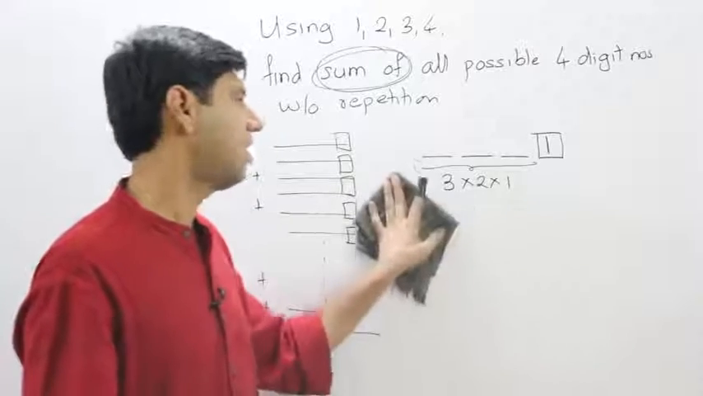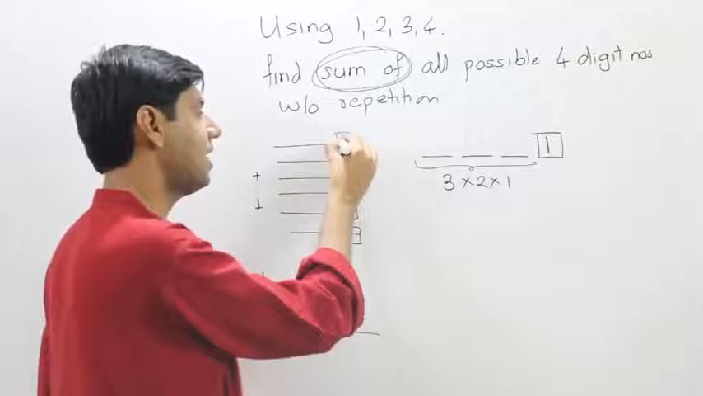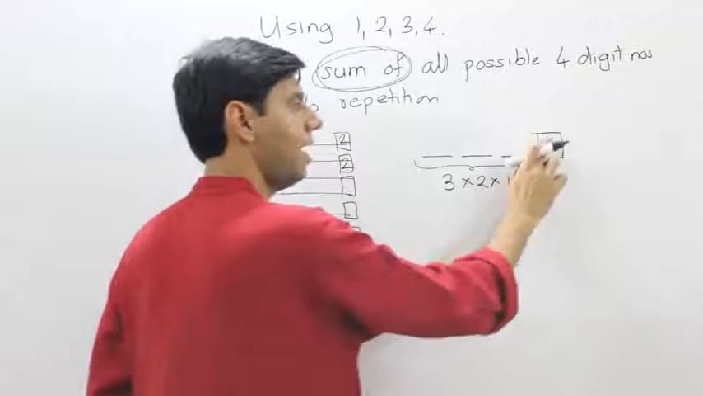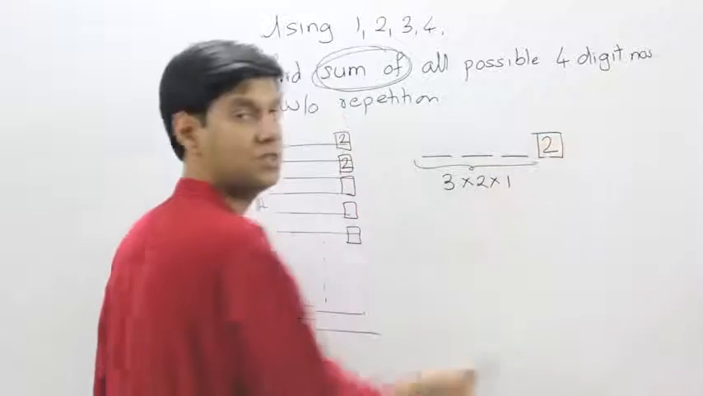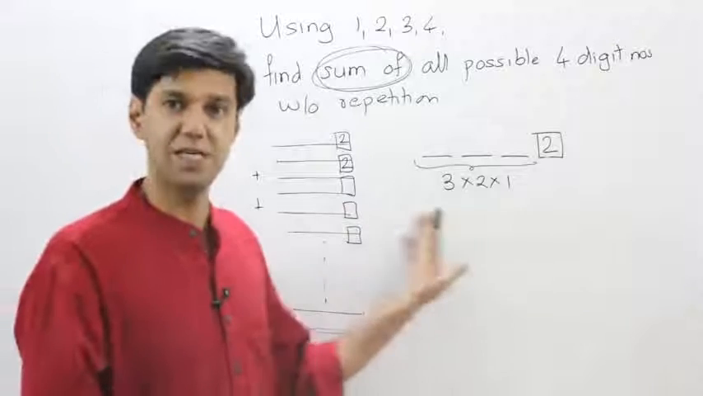Now is this particular about 1? Could there be certain numbers which have the digit 2 over there? And tell me how many numbers will have the digit 2. Is it still going to be the same?